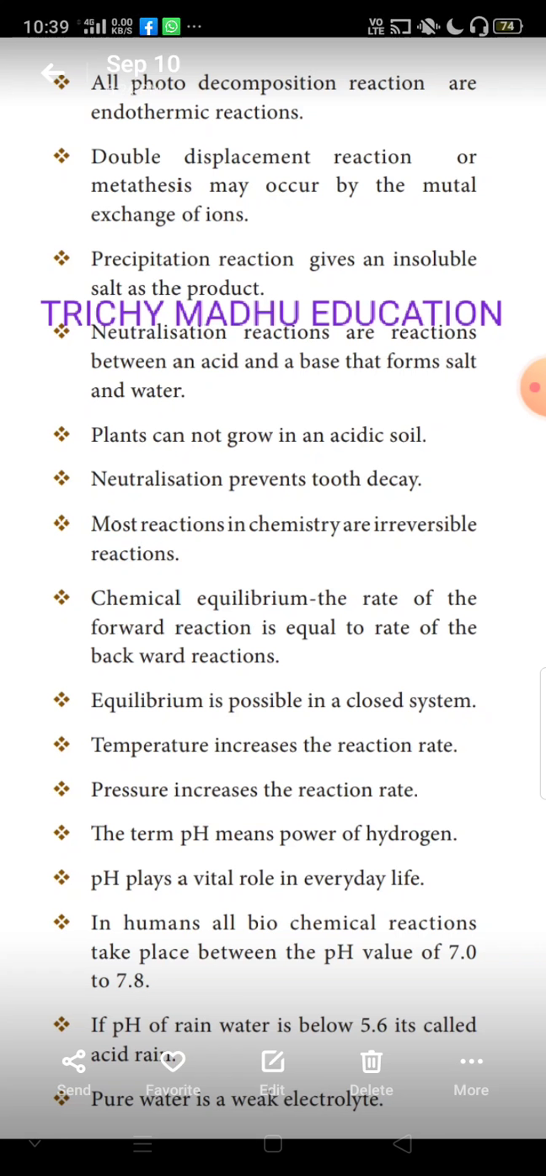The term pH means power of hydrogen. pH plays a vital role in every life. In humans, all biochemical reactions take place between the pH value of 7.0 to 7.8. What is pH? It is power of hydrogen. If the pH of rainwater is below 5.6, it is called acid rain.